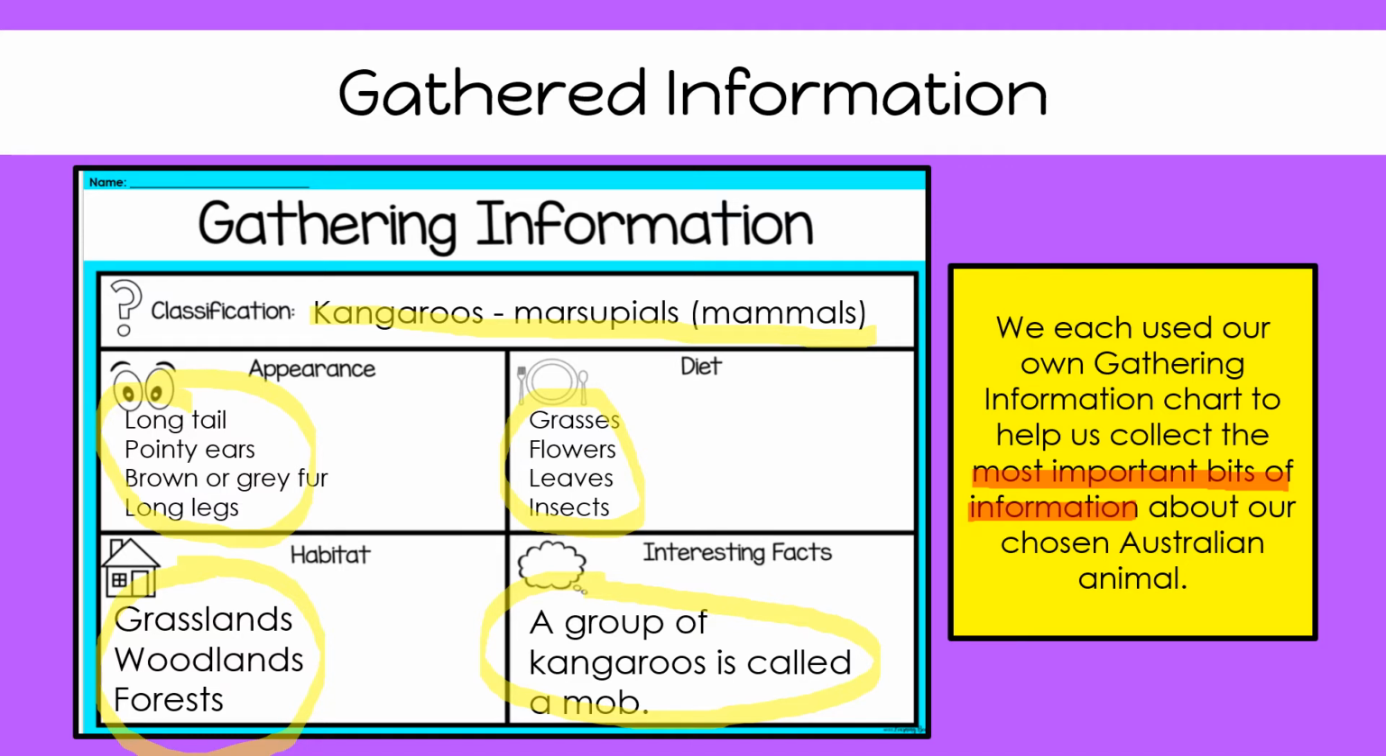So for example, you might see that when I write about the kangaroo's appearance, I might only choose to write about its long tail and its pointy ears in that sentence. So the aim is not to make our sentences really long. We're just picking certain parts of information that we really want to focus on for our sentences today.